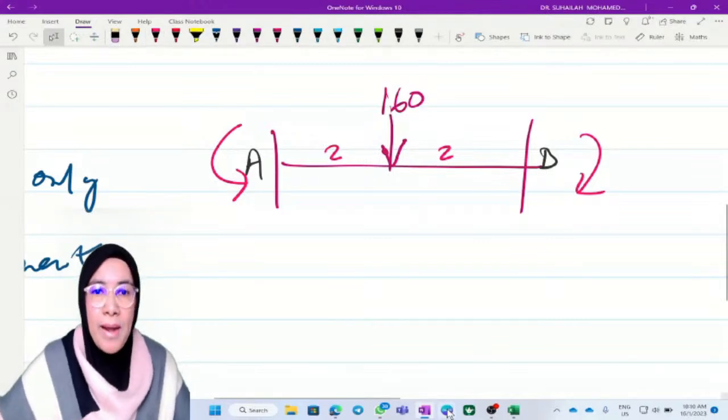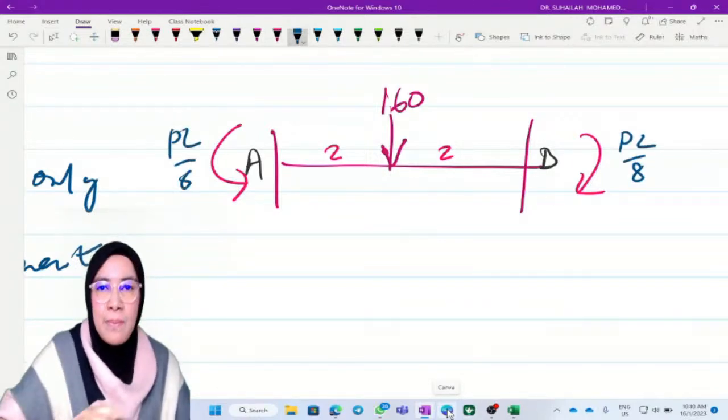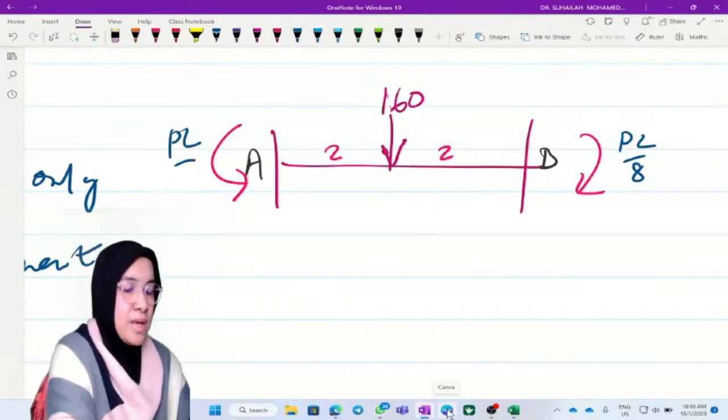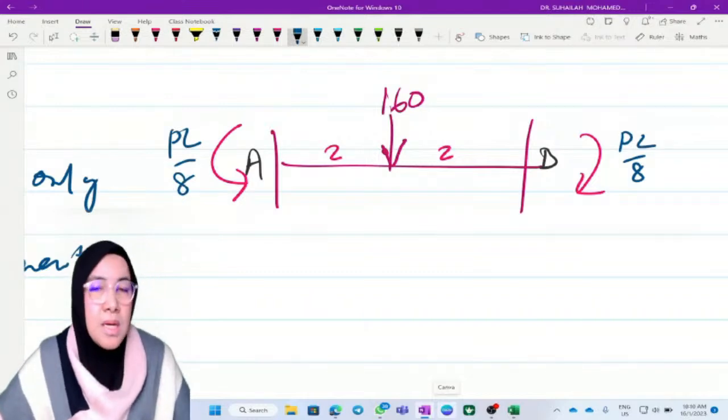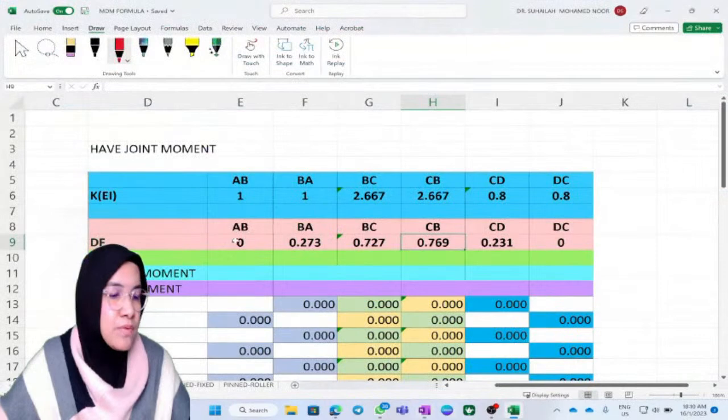For a point load, we use PL over 8, as referred to in the appendix. So we transfer this formula to Excel. It is PL over 8.